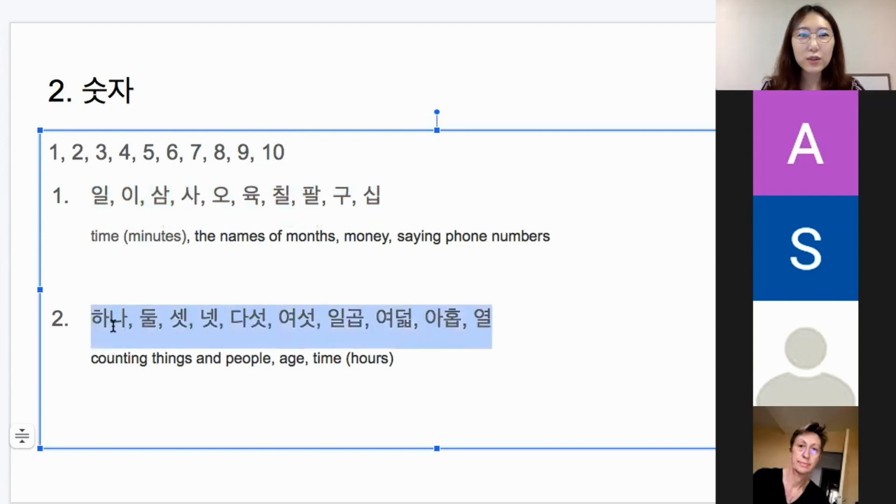This one is also 1, 2, 3, 4, 5, but we read it in two different ways. So we will practice how to pronounce these words, and then we will go into more detail later. So 하나, 둘, 셋, 넷, 다섯.